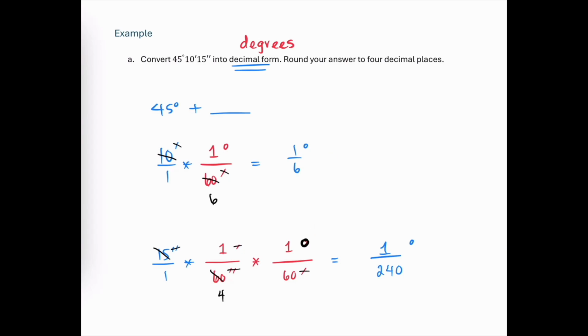And I'm actually going to use the fraction version of our angles to say that now we have 45 degrees plus 1/6 of a degree plus 1 over 240th degrees. And then we'll add all this up.